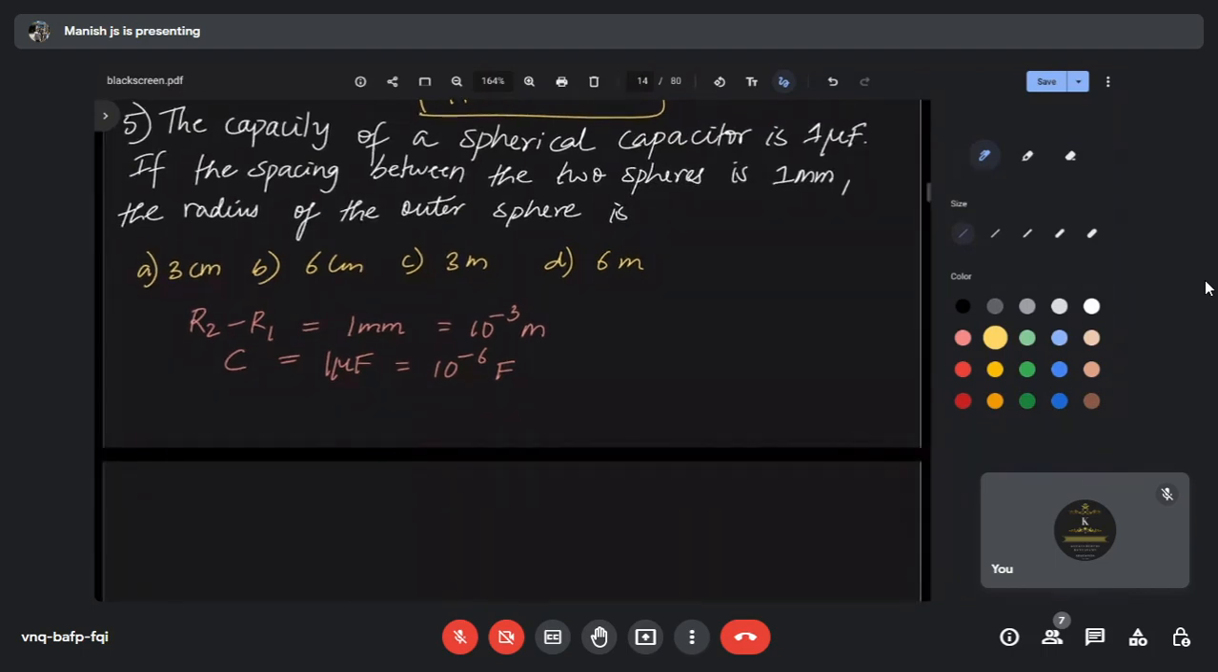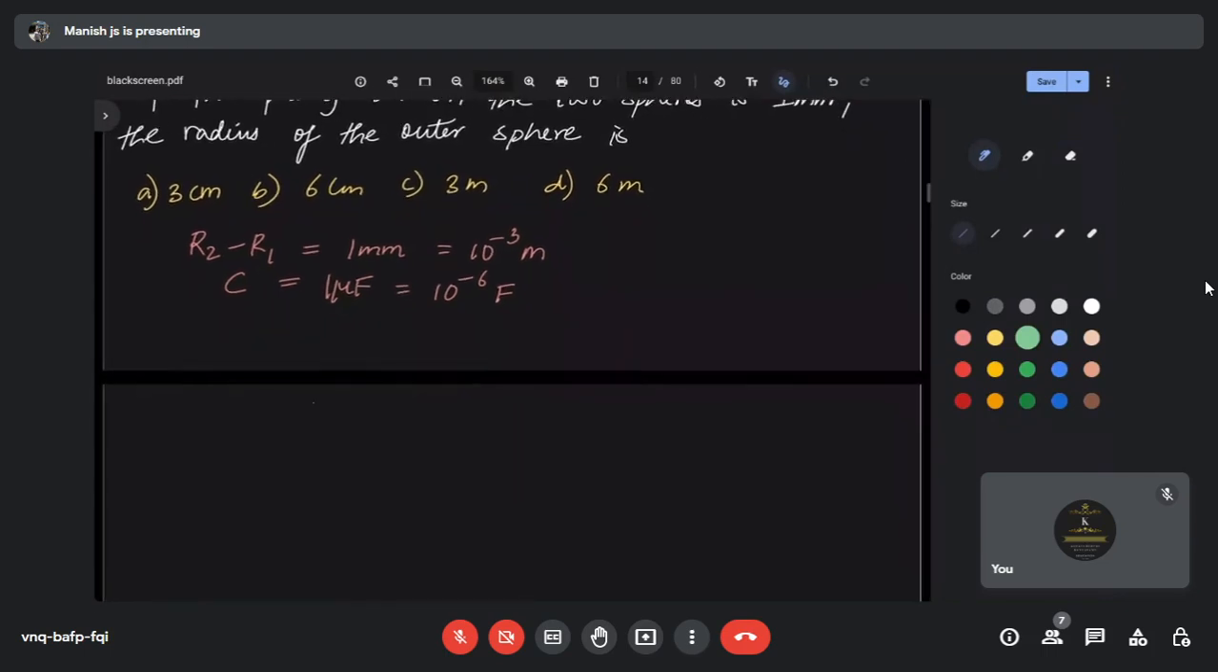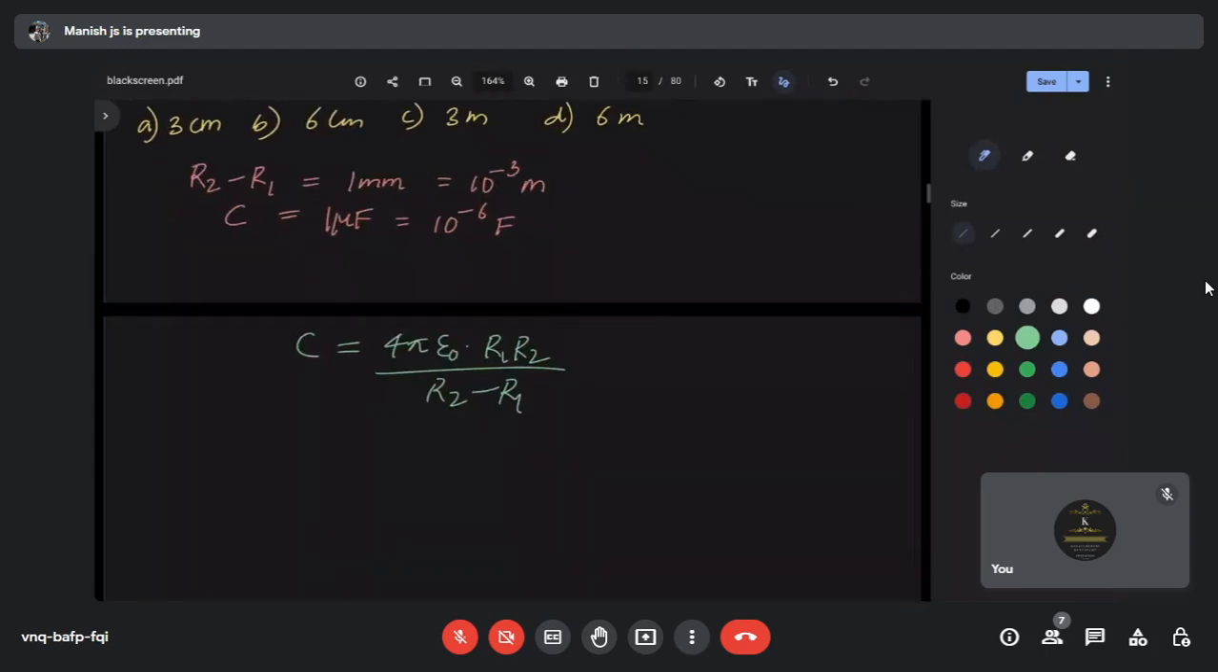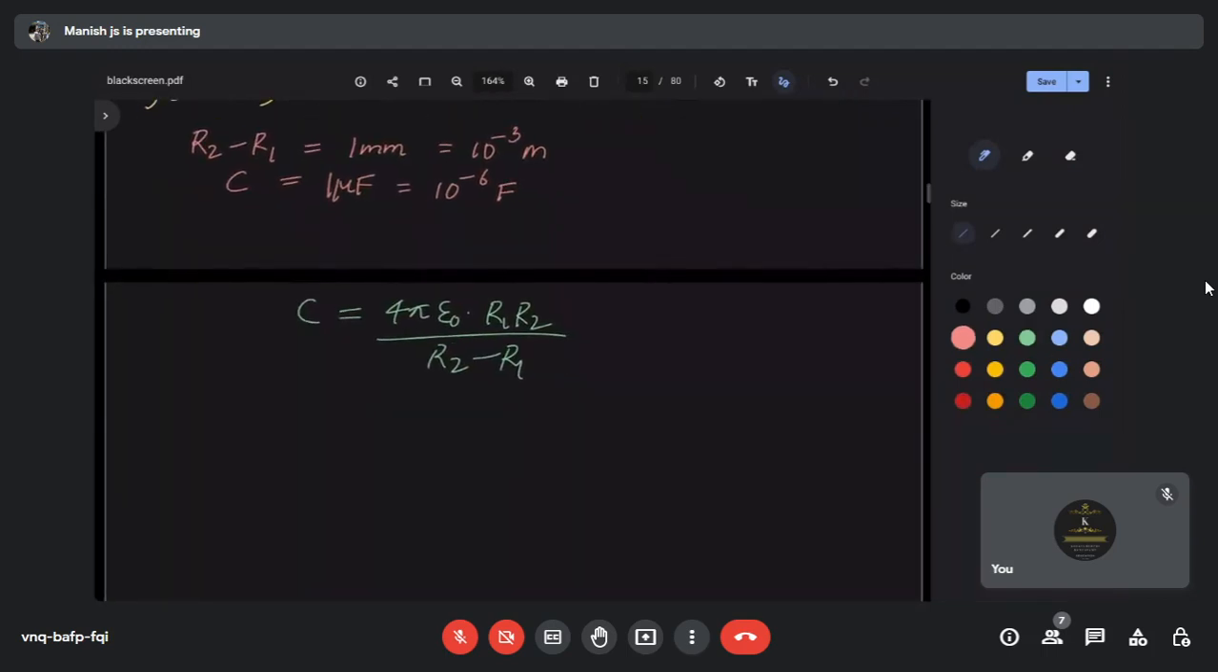So what is the formula? 3 meters, sir. 3 meters. Okay, that's correct. But how did you get it? Sir, I used the formula C is equal to 4 pi epsilon naught into R1 R2 divided by R2 minus R1, sir. Then I simplified this and took R1 approximately equal to R2, sir.